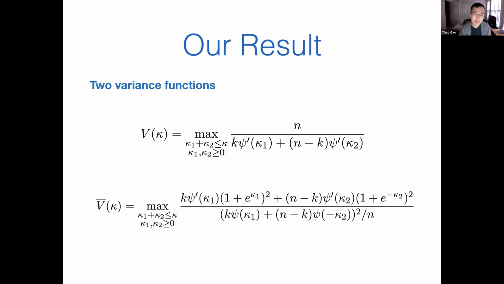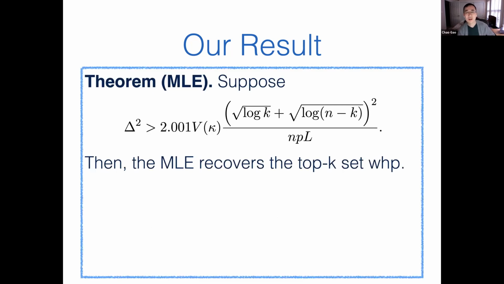And we also define a second variance function. This is called V bar of kappa. The definitions are a little bit complicated, but it doesn't matter. Later, I will show you the plots of the two functions. Okay, so our first result says that if delta squared is greater than 2 times the variance function times this ratio of log n over n p L, then MLE exactly recovers the top k set with high probability.